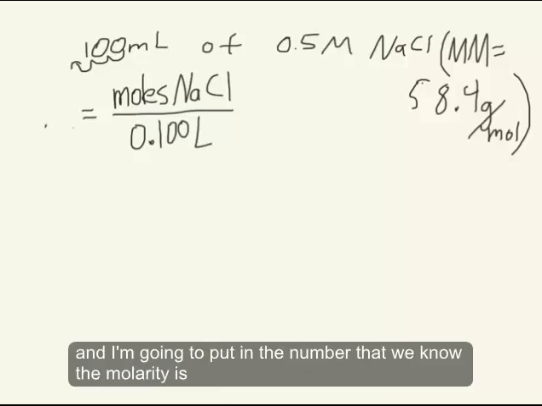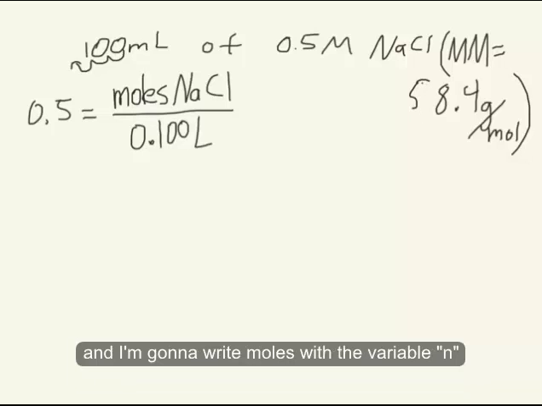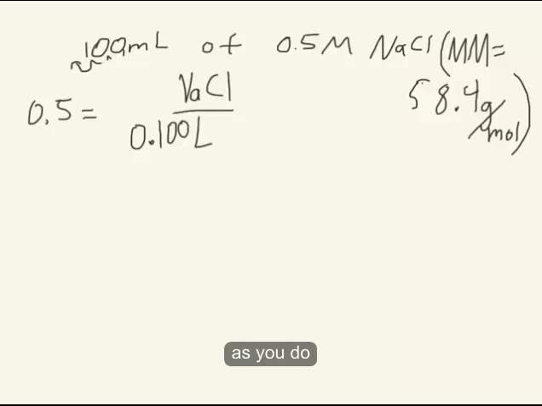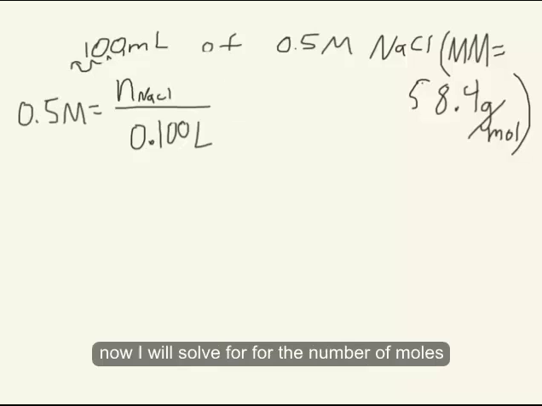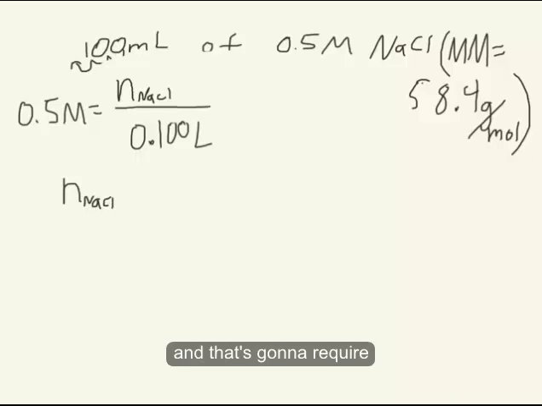And I'm going to put in the number that we know the molarity is. And I'm going to write moles with the variable n, as you do. Now I will solve for the number of moles. And that's going to require just multiplying both sides by 0.1 liters.